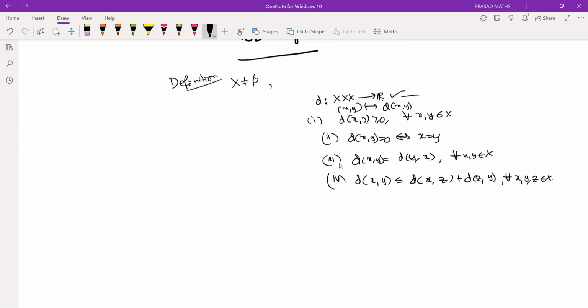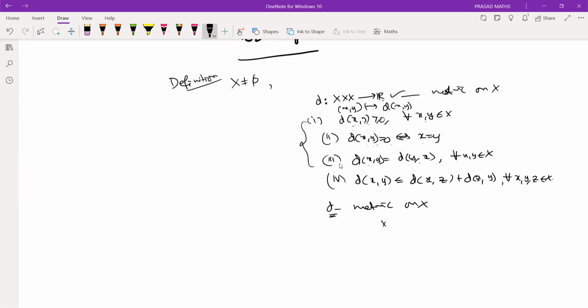It is nothing but a metric on X if and only if it satisfies these four properties. First, the distance between any two points must be non-negative, and the distance between any two points is 0 if and only if the points coincide. The distance satisfies the symmetry property, that is, if you interchange the elements in X, the distance doesn't change, and the distance satisfies the triangle inequality. Any function satisfying these four properties, this d, is a metric on X. What is d? d is nothing but a function satisfying four properties, a metric on X.